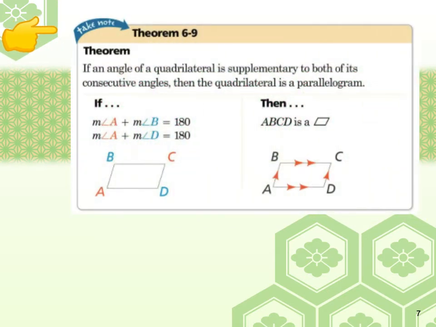Next theorem, Theorem 6-9. If an angle of a quadrilateral is supplementary to both of its consecutive angles, then the quadrilateral is a parallelogram. So in this case, measure of angle A plus the measure of angle B is equal to 180, and the measure of angle A plus the measure of angle D is equal to 180. Therefore, we can say that ABCD is a parallelogram.